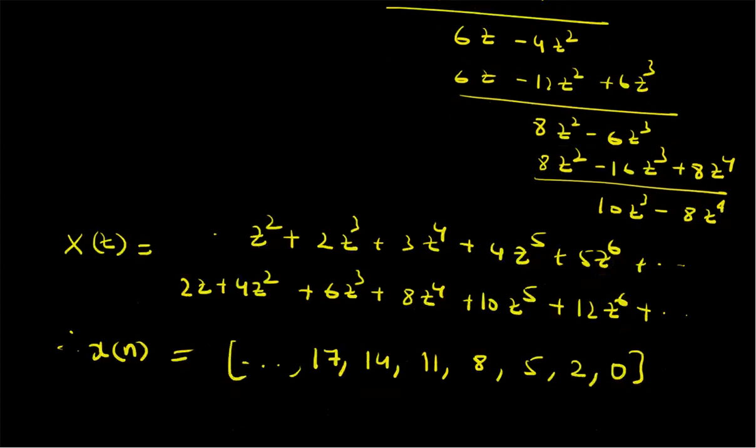So that is the anti-causal signal with values starting at n equal to 0 and then continuing with n equal to minus 1, minus 2 and so on are 0, 2, 5, 8, 10, 8, 11, 14, 17 and so on.